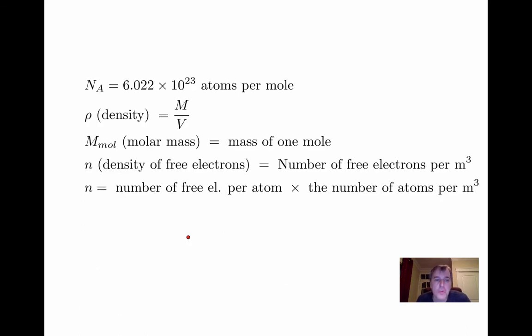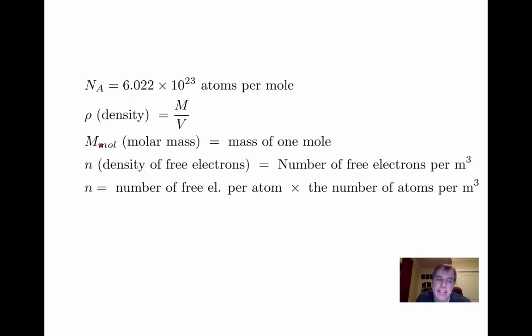Let me introduce a few symbols. Most of that you already know. You have Avogadro's number, which is defined to be the number of atoms in a mole, given by that number. Then in our equations, we also talk about the density of a material. That's just mass per volume. We use the Greek letter rho for the mass per volume, so rho would be kilogram per meter cubed.